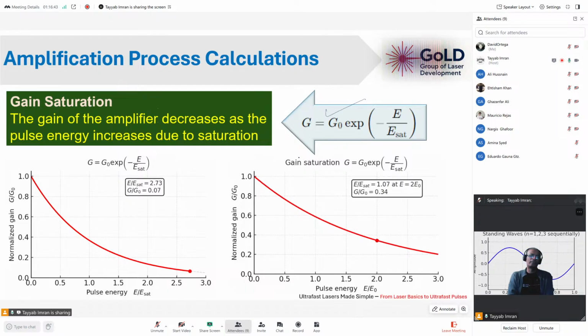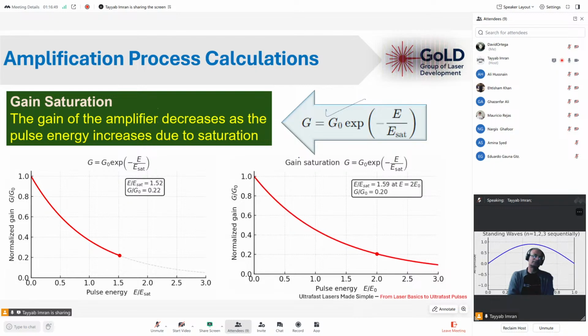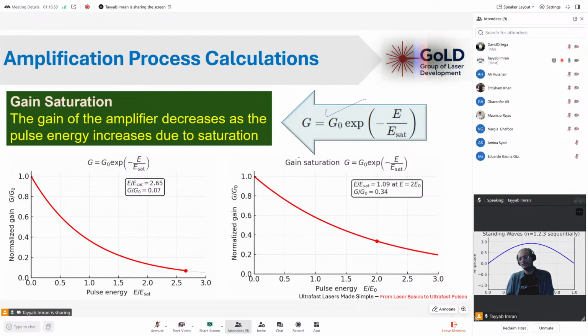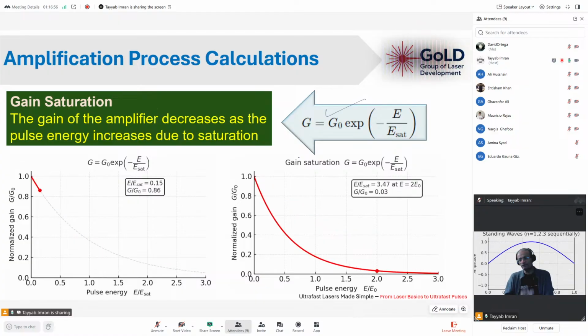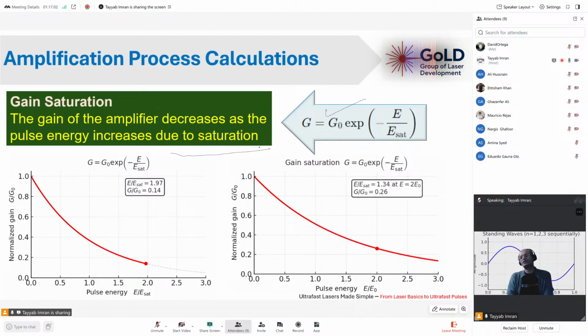And the gain of the amplifier is decreasing as pulse energy is increasing because of the gain saturation. There is a gain saturation value for each and every gain medium. So in this case, the pulse energy increase slows down due to the saturation.